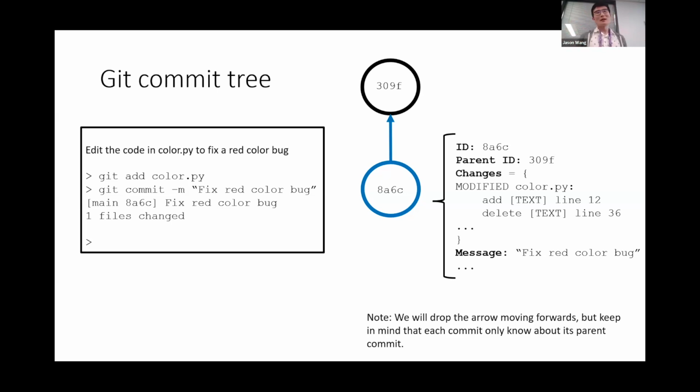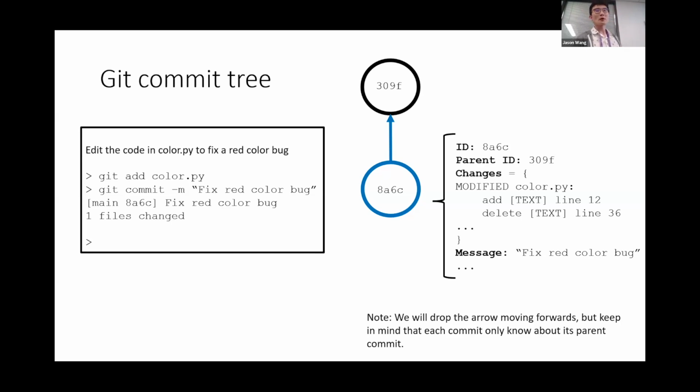One file is changed. And what happens is that now our Git commit tree has a new commit, a second commit, 8A6C. Its ID is 8A6C. Its parent is 309F. It has a list of changes: modified color.py. We added text on line 12. We deleted text on line 36. And the message it had was "fix red color bug" because that's what we put in. And notice how this time, it's the only time I'm going to do this, we're drawing these one directional arrows pointing 8A6C at 309F, because 8A6C knows that 309F is its parent commit. It is created from the foundation set by 309F.